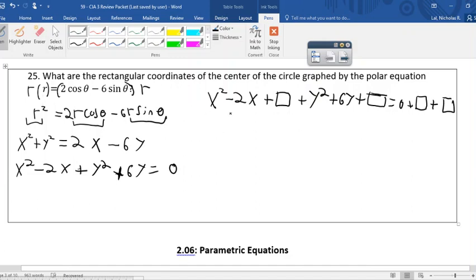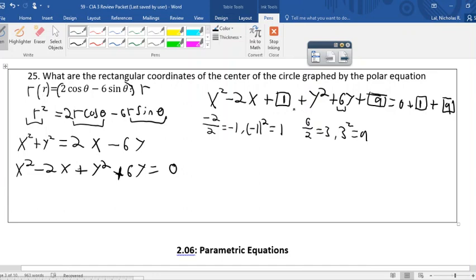All right, so first we complete the square for the x's. We're going to have negative 2 divided by 2. That's equal to negative 1. Negative 1 squared is positive 1. So our first complete the square term is 1. For our y term, our b term is 6. So we're going to have 6 divided by 2 is 3. We square 3, that's going to give us 9. So we're going to have 9 for our second complete the square term.